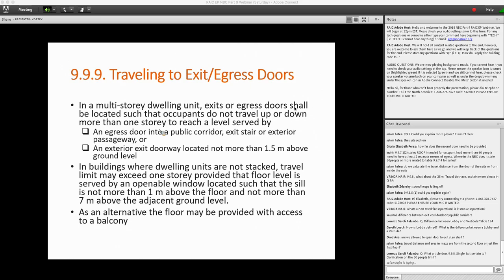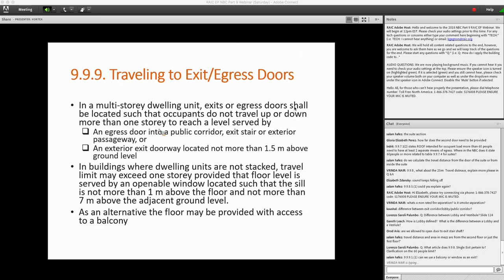Now, there are some exemptions to this. Where you have a dwelling unit that is not stacked, the travel limit may exceed 1 story, provided that the floor level is served by an openable window that is located such that the sill of the window is not more than 1 meter above the finished floor and not more than 7 meters above the adjacent ground level. As an alternative, the floor may be provided with an access to a balcony.